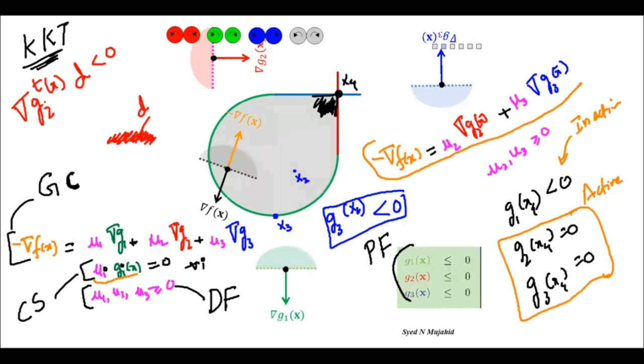So what I'm doing is saying that if this constraint is not active, then what should happen to mu1? How to make this term disappear? If g1 is not active, then what should happen to mu1? It should be zero. Okay.